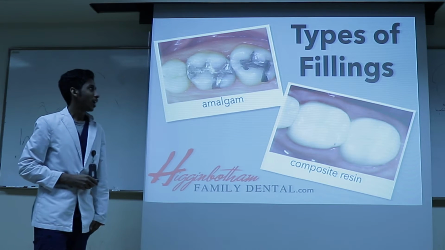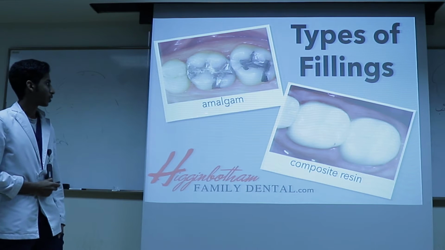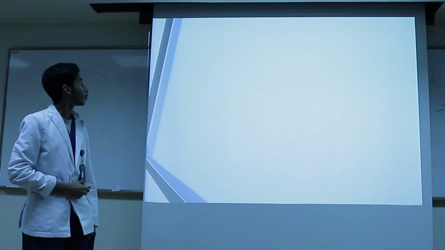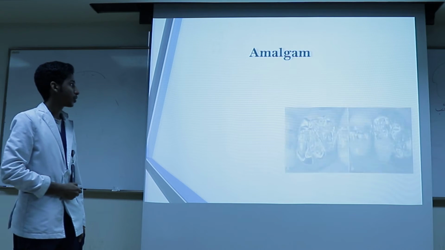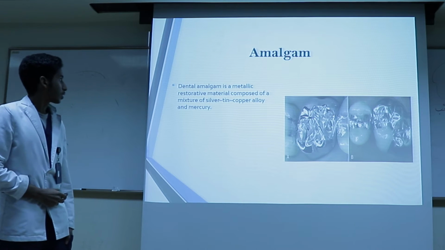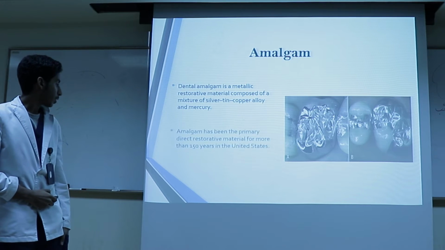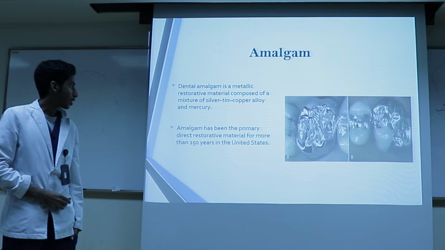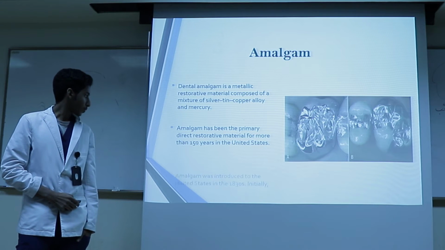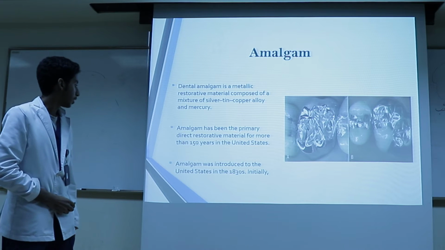Hello everyone. Types of fillings. Now we're going to explain the amalgam restoration. Amalgam is a metallic restorative material composed of a mixture of silver, tin, copper and mercury alloys. Amalgam has been the primary direct restoration material in the United States for 150 years. Amalgam was introduced to the United States in the 1830s.